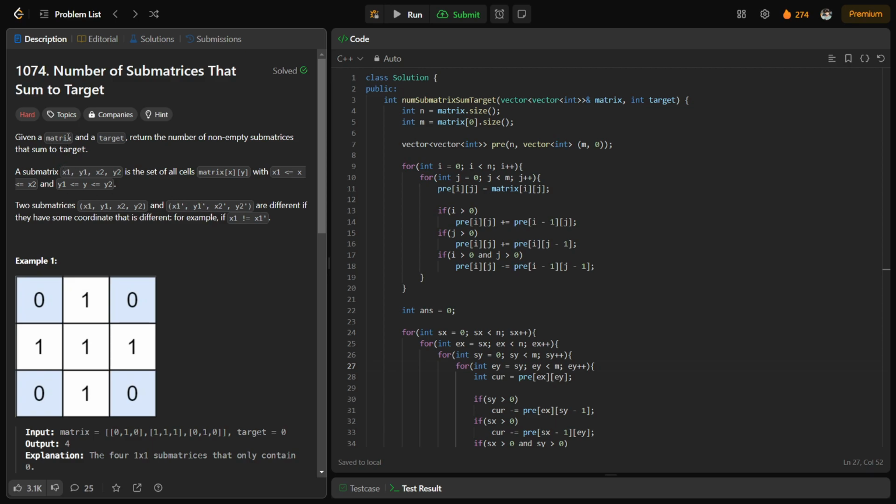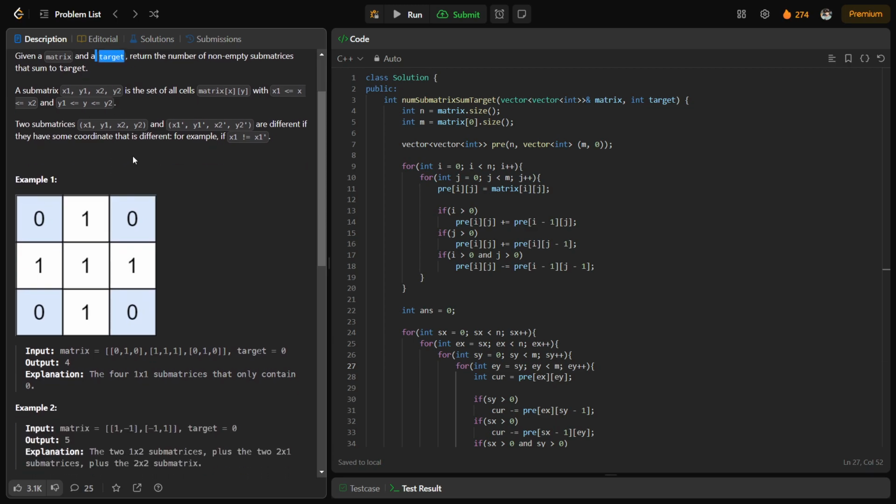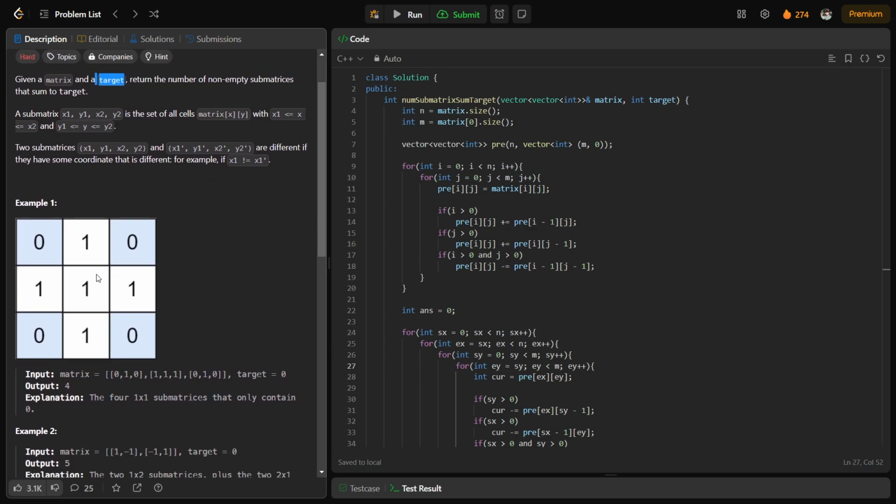So let me just tell you what the problem says. It says that we have been given a matrix and a target. We have to find the number of submatrices such that the sum in that particular submatrix is equal to k. So what is a submatrix? Let me just take this particular image.